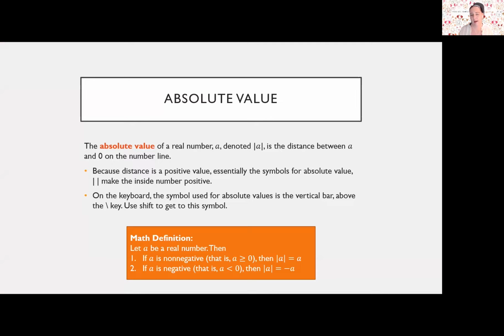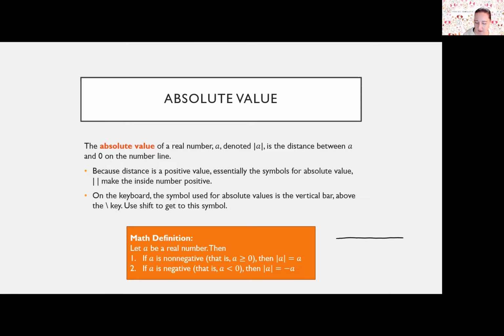So the absolute value of a number, and we're going to use the letter A just to represent that number, could be any number. So you just in your head, replace A with a number. The absolute value, which we denote with these vertical bars. So you've got straight bars on either side of the number. Those are called vertical bars. It is the distance between that number and zero on a number line. So it's just how far away from zero is it?